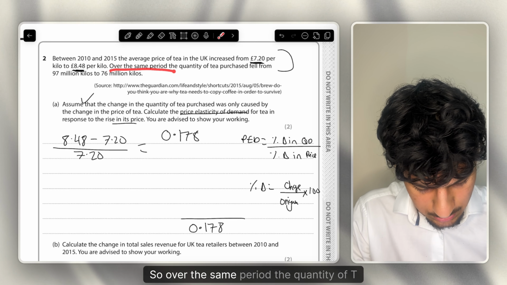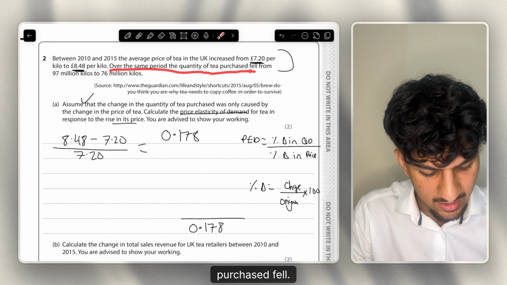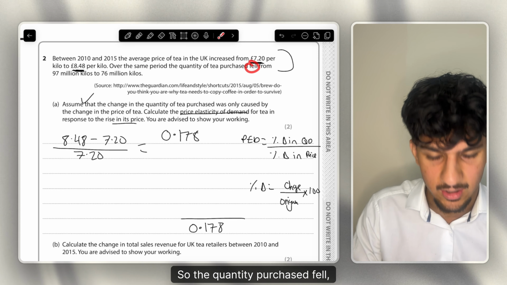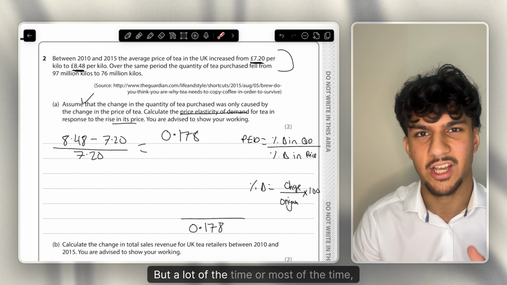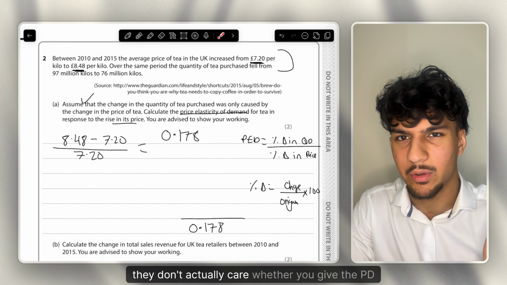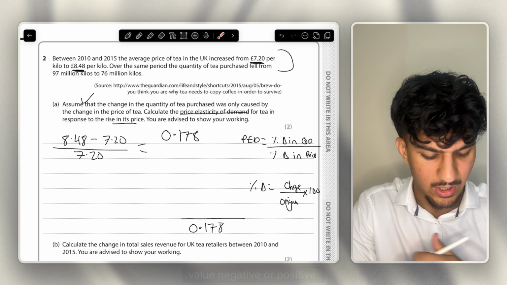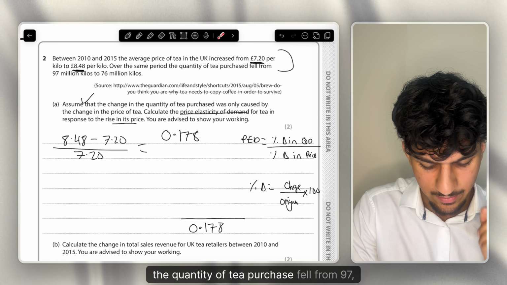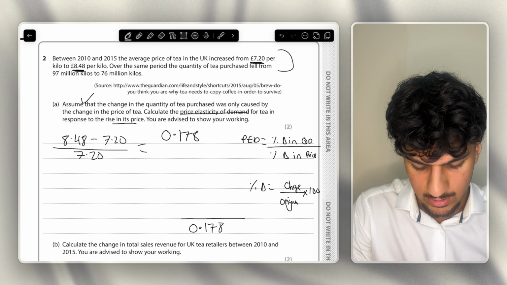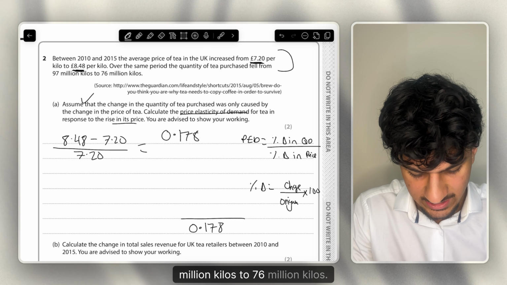So over the same period, the quantity of tea purchased fell, which means the value should technically be negative, but most of the time, Edexcel don't actually care whether you give the PED value negative or positive, but that's beside the point. Over the same period, the quantity of tea purchased fell from 97 million kilos to 76 million kilos.